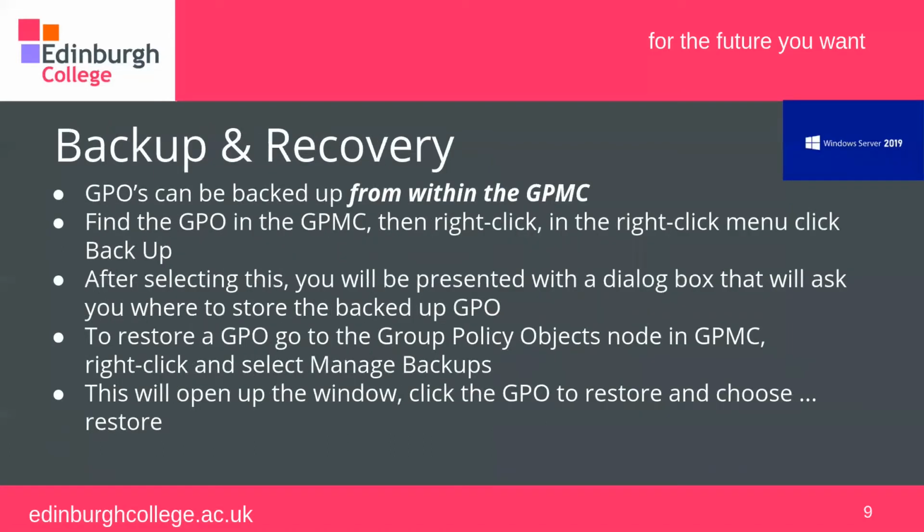Backup and recovery, right? The key with backing up group policy objects is we don't do this from Windows Backup, okay? GPOs are backed up from inside the Group Policy Management Console, okay? So find the GPO in the GPMC, right click menu and click Backup when we want to back up a group policy object, okay? So we can also restore group policy objects in the same way.